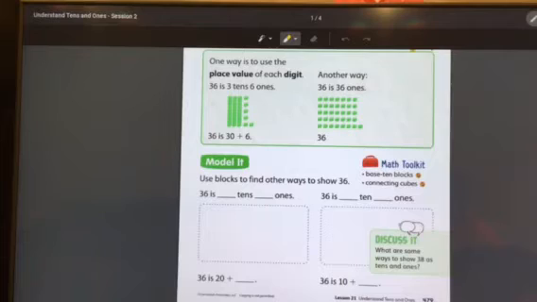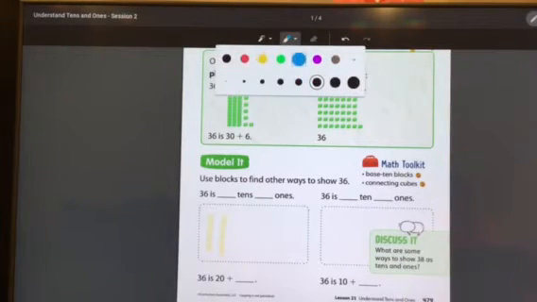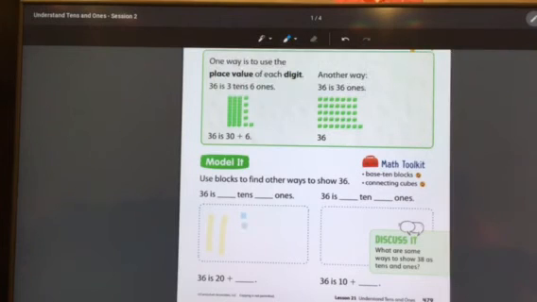So 36 is 20 plus. I'm going to draw 2 tens for my 20, and then I'm going to have to count on how many ones that would be. So 10, 20, and I have to count on until I get to 36, but using ones. 10, 20, 21, 22, 23, 24, 25, 26, 27, 28, 29, 30, 31, 32, 33, 34, 35, 36.